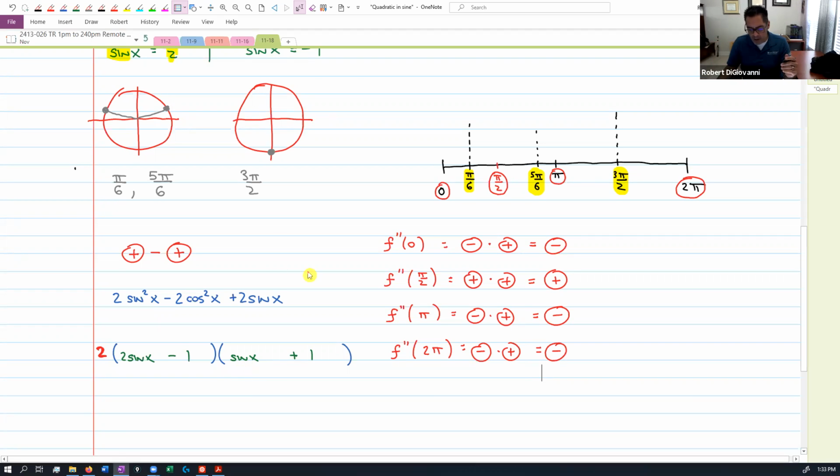Were you saying 2 pi and 0? Oh, yeah, 0 and 2 pi, you could say yes, same answers. Exactly, because they're coterminal angles.